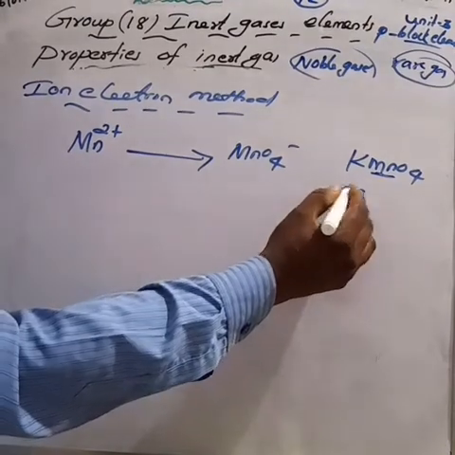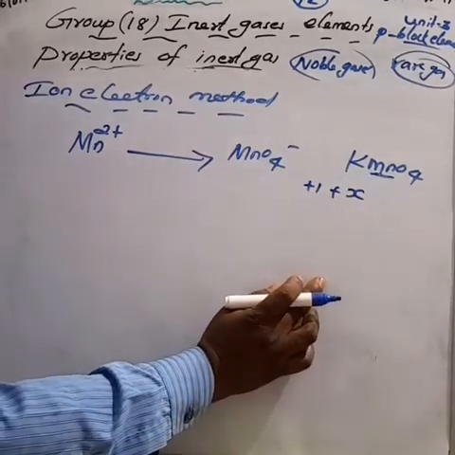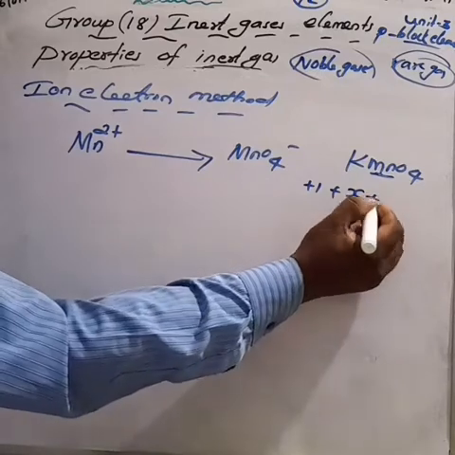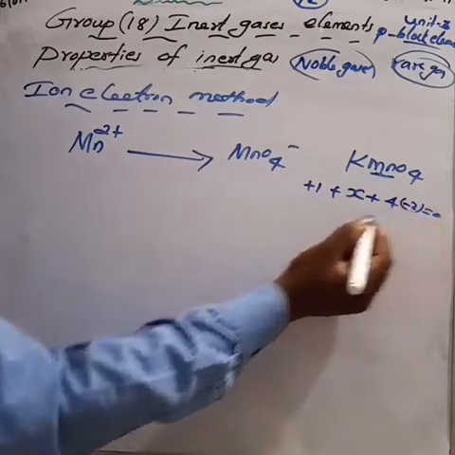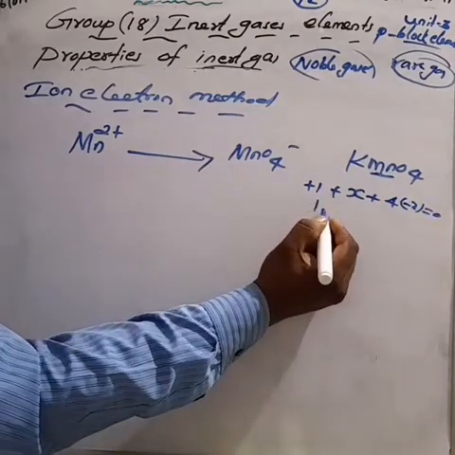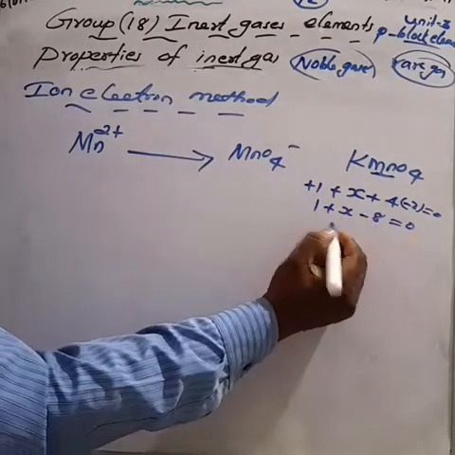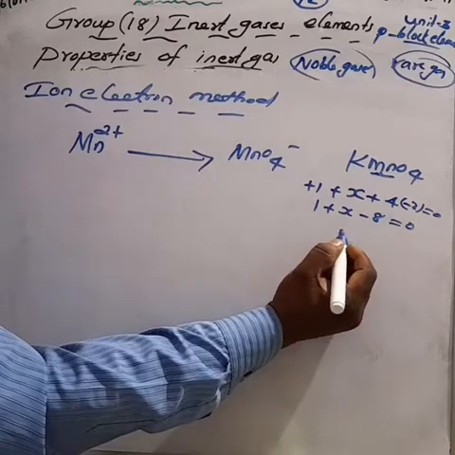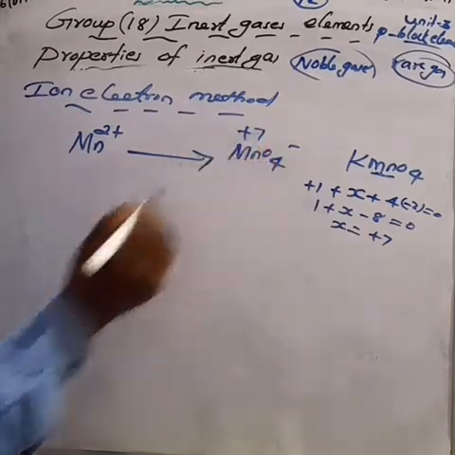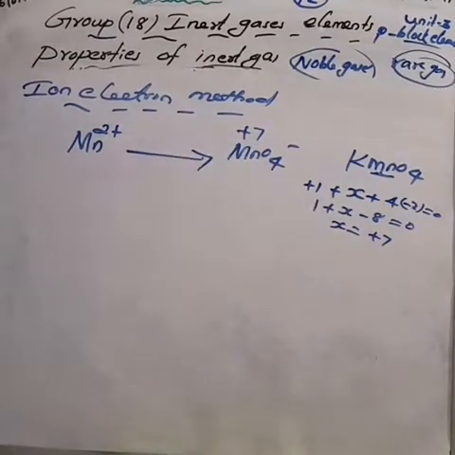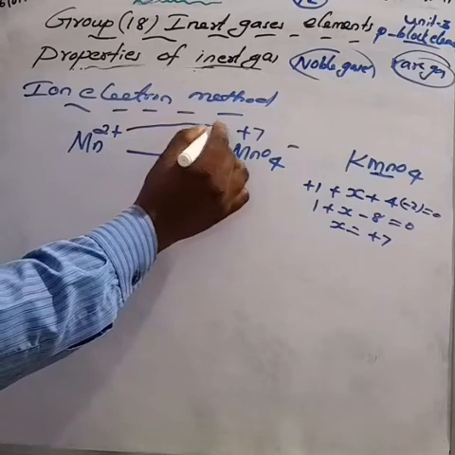Potassium is an alkali metal. Hydrogen, sodium, potassium are all plus 1. So I write plus 1 plus X for Mn, plus oxygen, which is minus 2, and there are 4 oxygens. So 1 plus X plus 4 into minus 2 is equal to 0. 1 plus X minus 8 is equal to 0, so X is equal to 7. So in MnO4- the oxidation state is plus 7. That is, plus 2 oxidation state is converted into plus 7 oxidation state. That is one of the reactions.